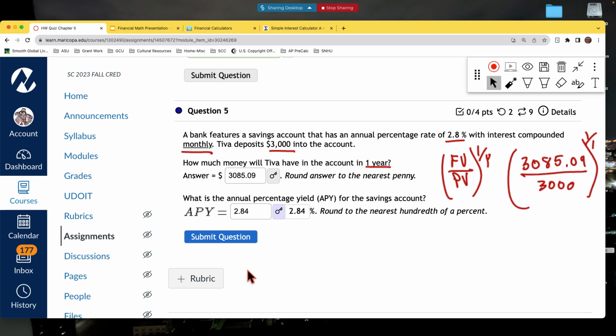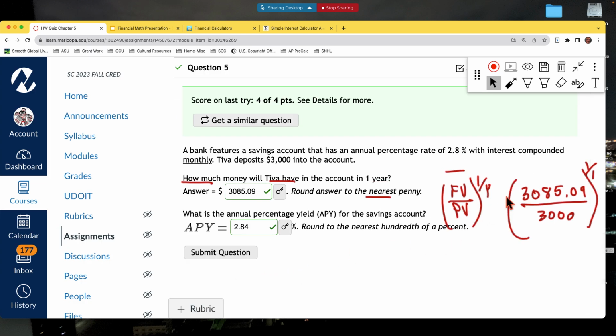And that's what we get. So notice at 2.8%, we're getting a little bit extra interest because we're getting compounding monthly. So the rate they're stating is 2.8%, but the actual yield, the amount of money we get out of it, is a little bit higher because of the monthly compounding. So that worked.